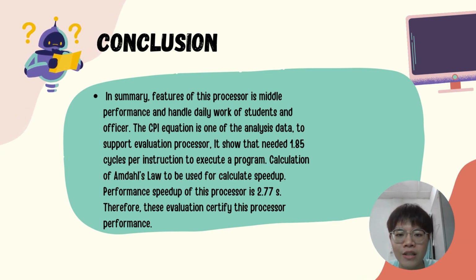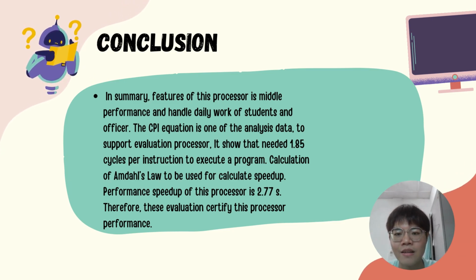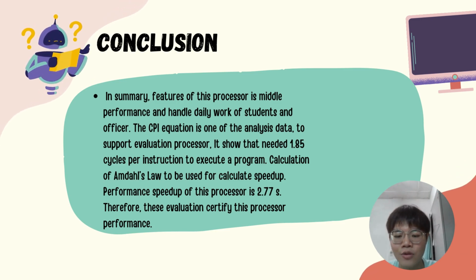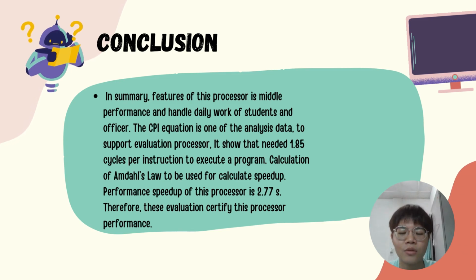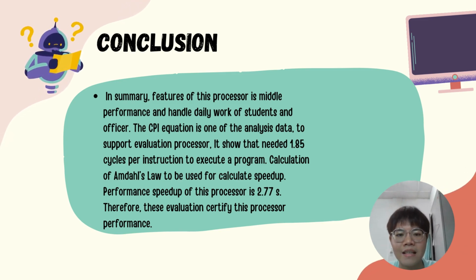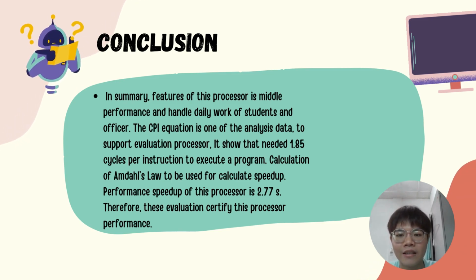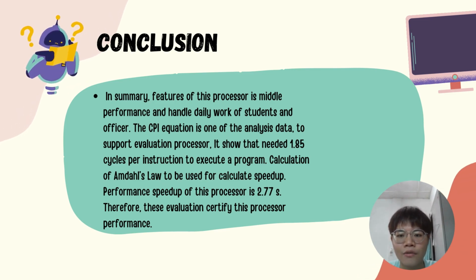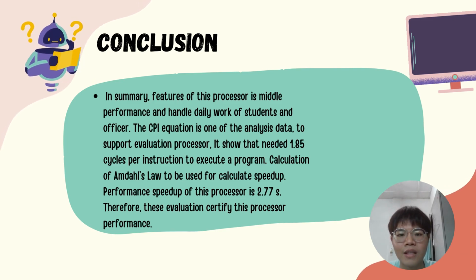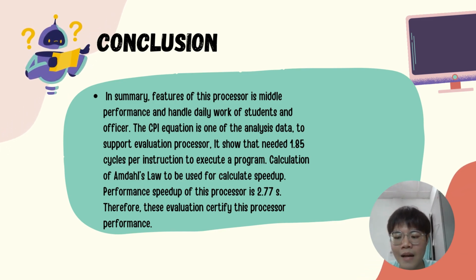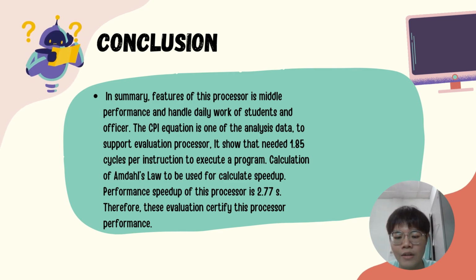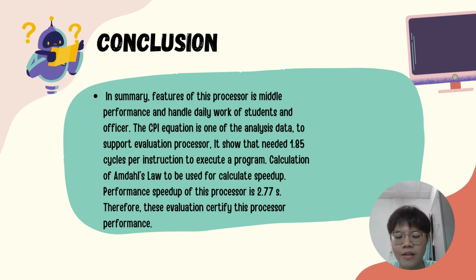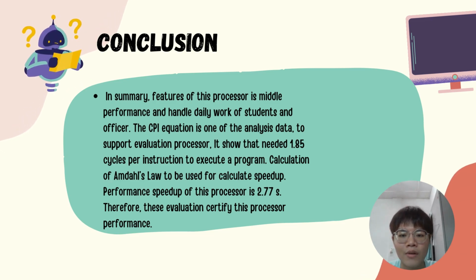The CPI equation is one of the analysis data that supports the evaluation of a processor. Loads, ALU operations, and stores are used to calculate the CPI. It showed 1.85 cycles per instruction to execute a program. Amdahl's law is used to calculate the speedup: the time to execute a program on a single processor divided by the time to execute it on 8 parallel processors.